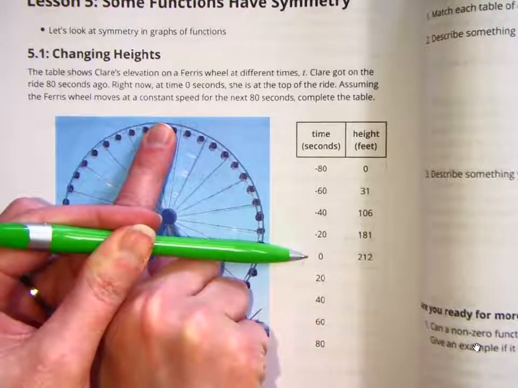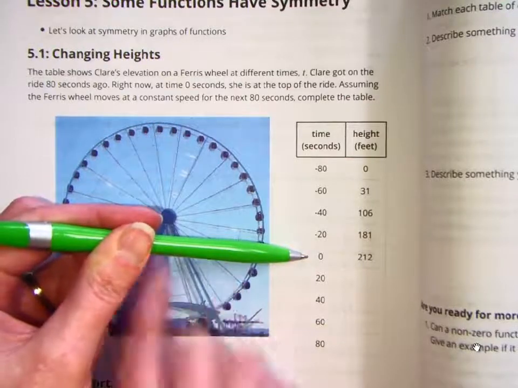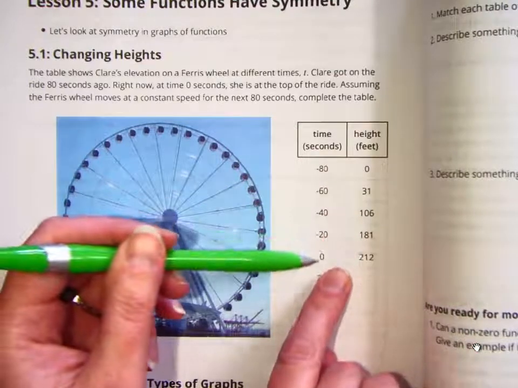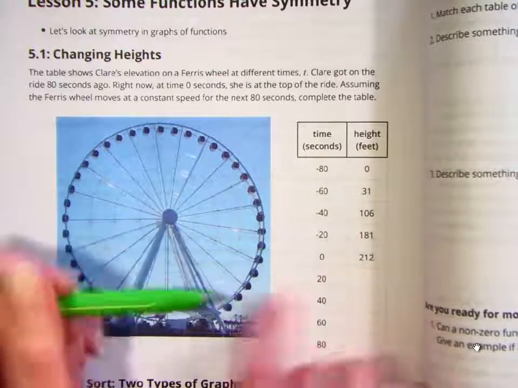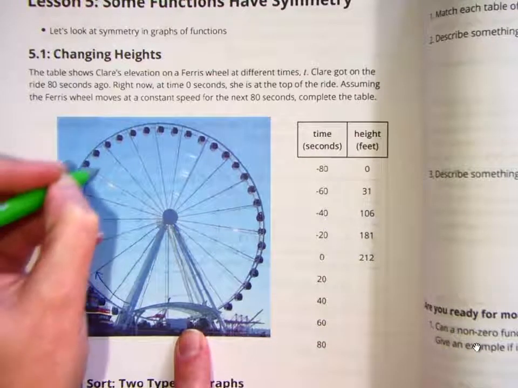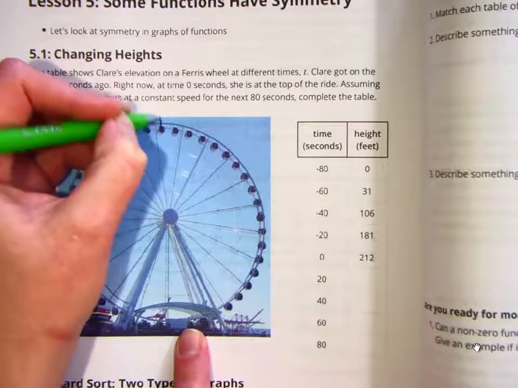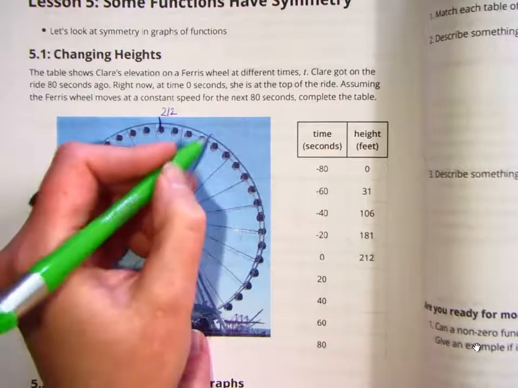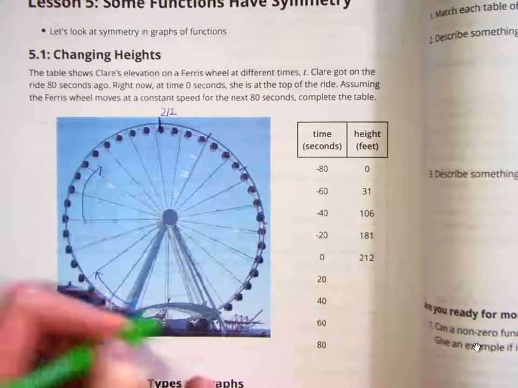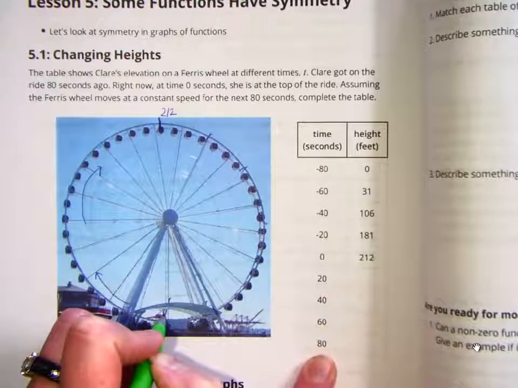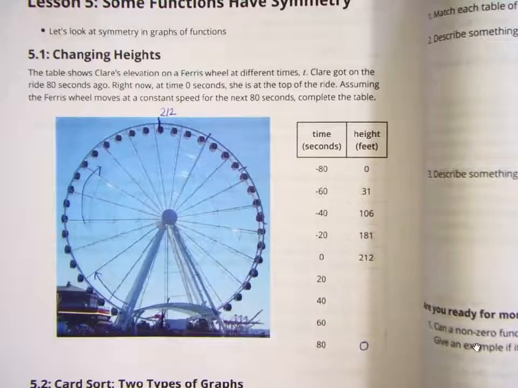Assuming the Ferris wheel moves at a constant speed for the next 80 seconds, we can complete this table because we can see how high she was for the first 80 seconds to get to this high point. And then after she's at this high point, 212 feet, she's going to start being at lower and lower points until she's right back where she started at another 80 seconds. So she's going to eventually end up back at 0.